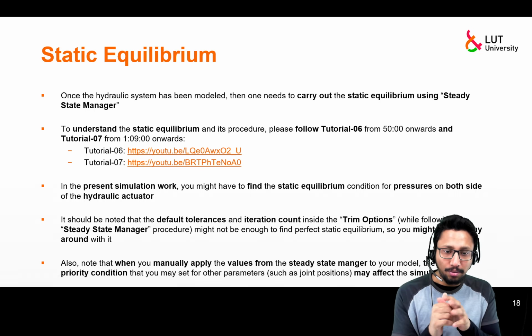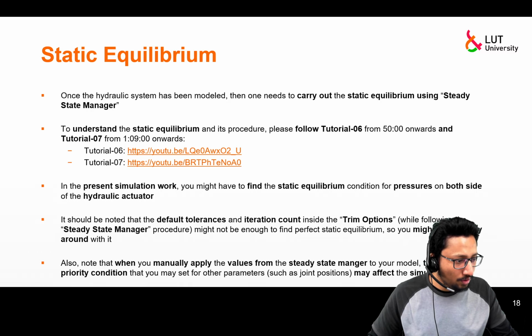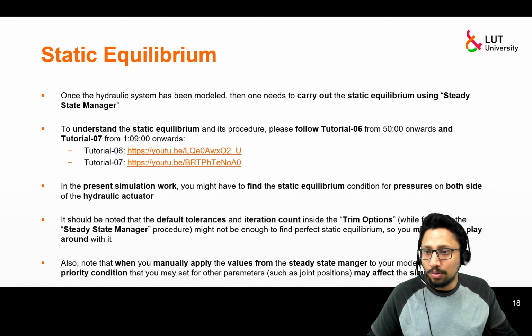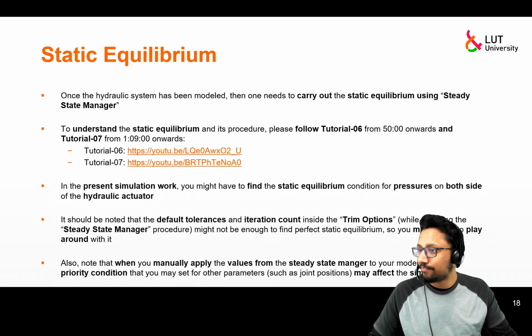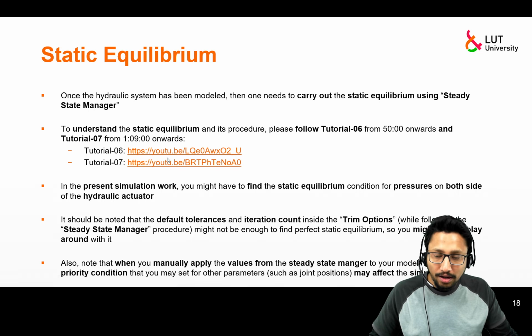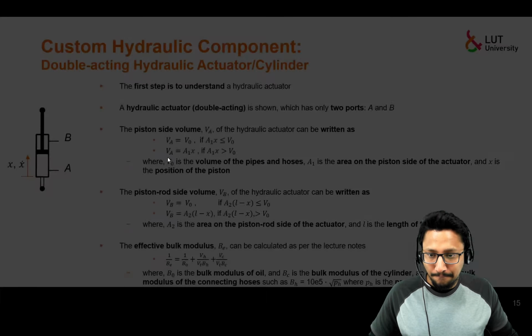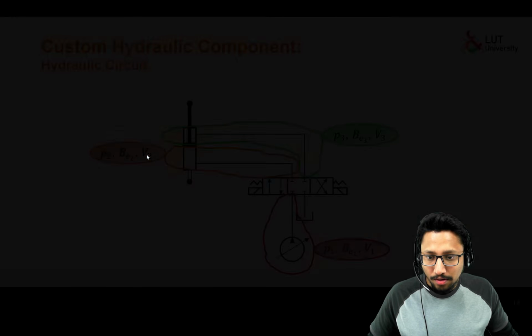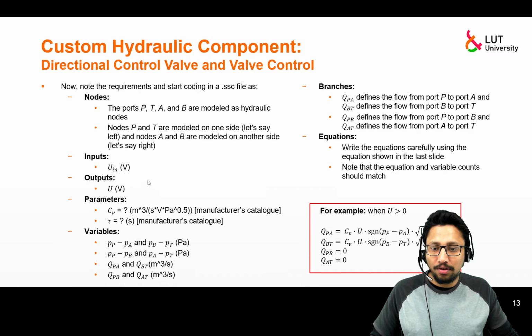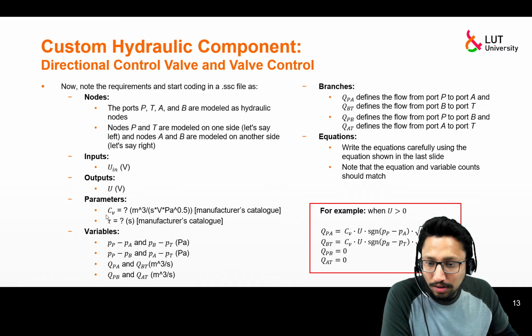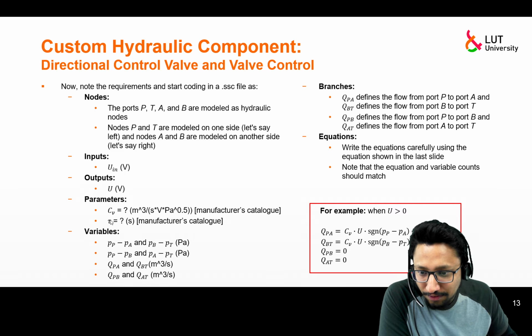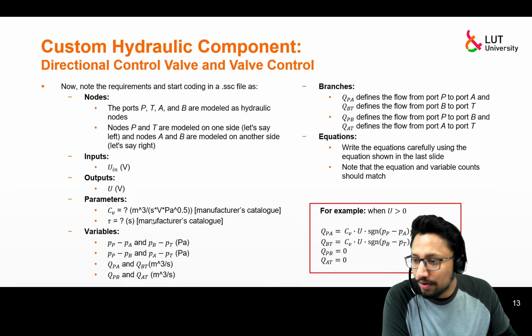So I think from the presentation point of view that is all, but there is something which I told you, that I will help you figure out how to read the manufacturer's catalog. So first, the directional control valve. In the directional control valve, the parameters such as CV and tau need to be figured out from the manufacturer's catalog.